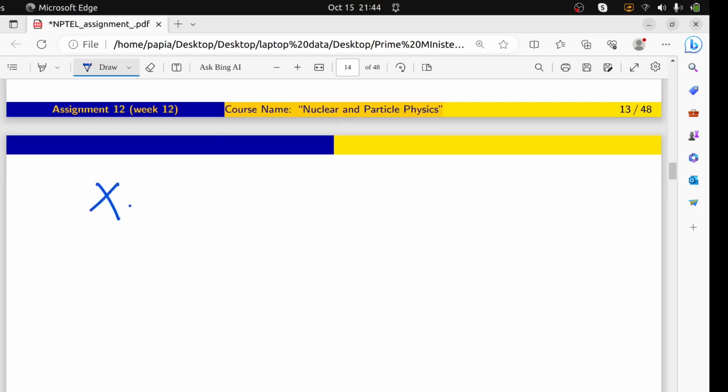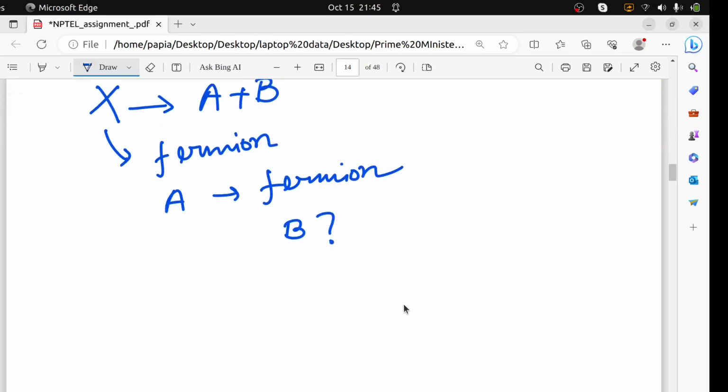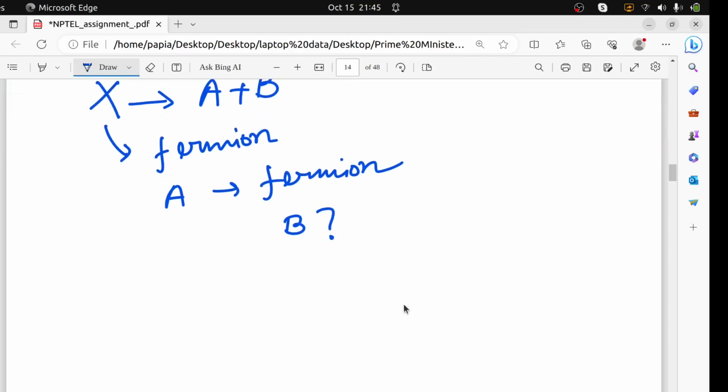What is the question asking? The question is asking: X equals A plus B. In that case, X is a fermion, A is also a fermion. Then what about B? Is B a fermion or a boson? So we have to check that.